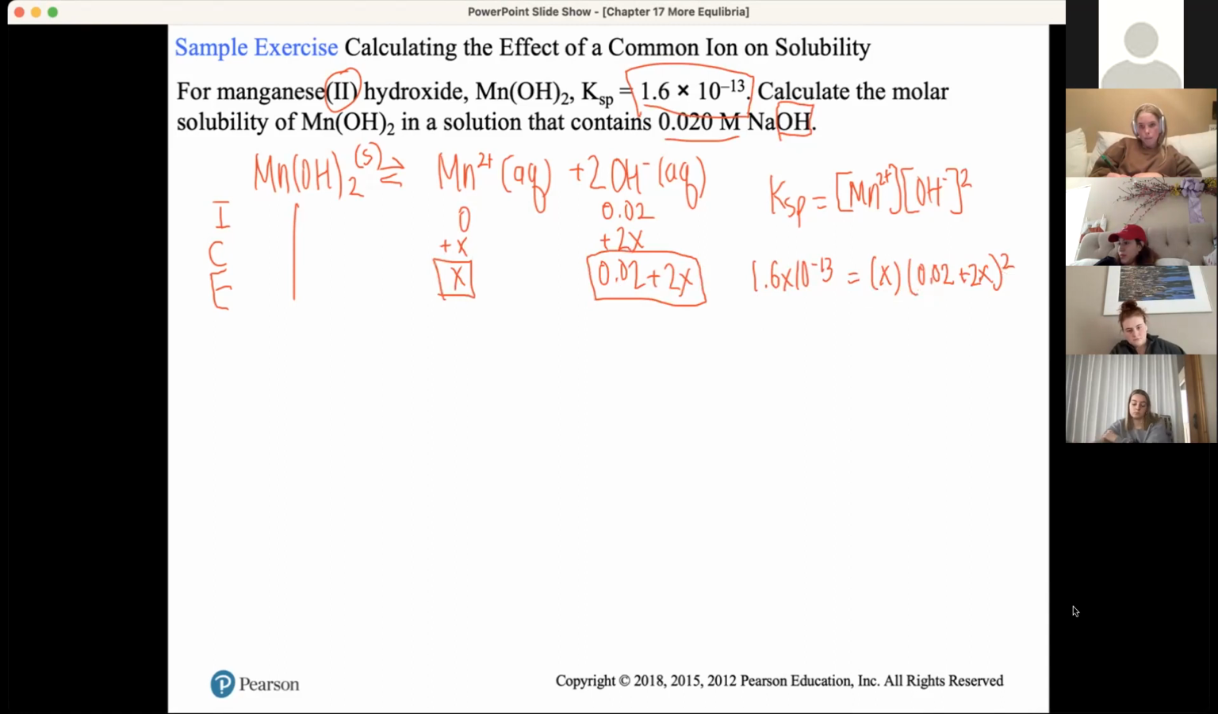Now, do you think it's likely that we'd probably get rid of the plus 2x? Yeah, because I don't want to solve that. Could we solve it? Quadratic formula for sure, but nobody's got time for that. So bank on the fact that we're probably going to make approximations most of the time in my class and on this next test, because I prefer that. 1.6 times 10 to the negative 13 equals x times 0.02, and I'm going to get rid of the plus 2x. I'm just going to square. So what would I do to get x by itself? This one's actually very easy.